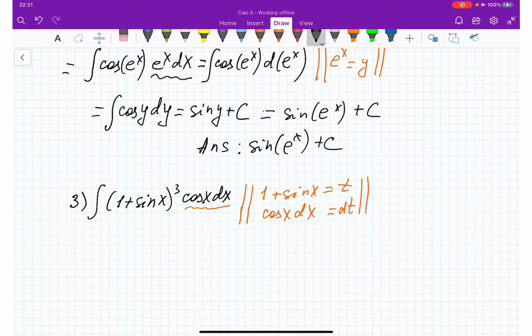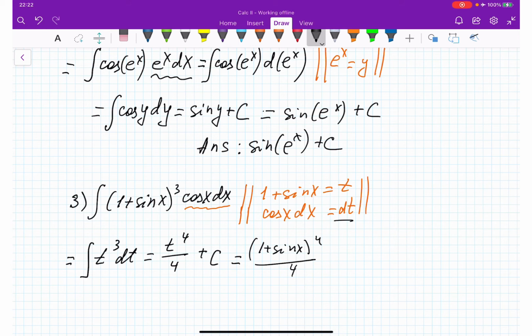So let's work with this. It's going to be integral. So 1 plus sine x is t. That means 1 plus sine x cubed will be t cubed. And cosine x dx I'm going to replace with dt. Okay? And that is going to be equal t to power 4 divided by 4 plus c. Right? And from here, if I bring back the sine, it's going to be 1 plus sine x to power 4 divided by 4 and plus c. Okay?